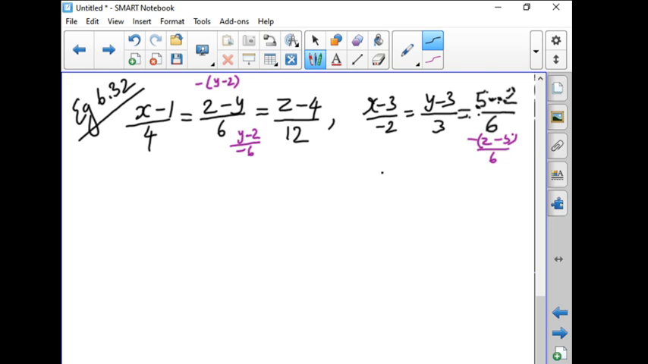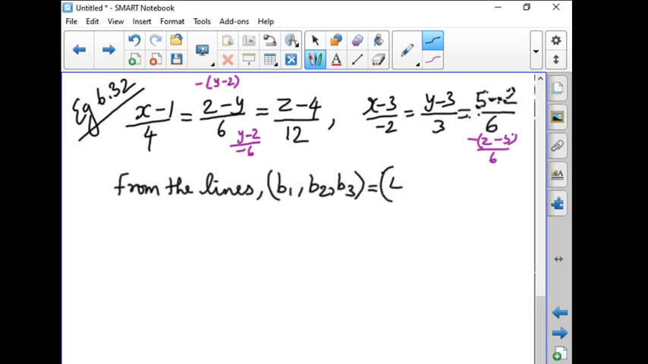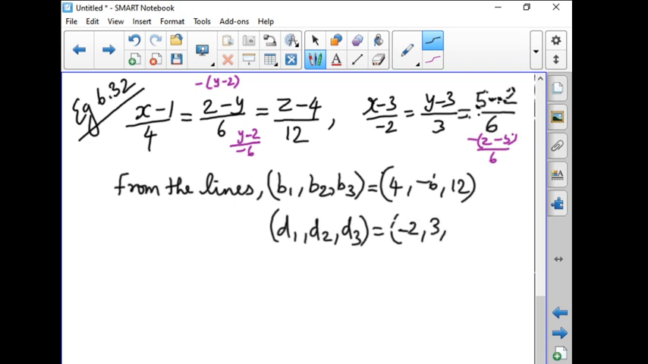Okay. So now let us go from the given lines. What are B1, B2, B3, the direction ratios? 4, minus 6, 12. Before writing this, we have to change it into the correct form and then do the problem. D1, D2, D3 is equal to minus 2, 3, minus 6.